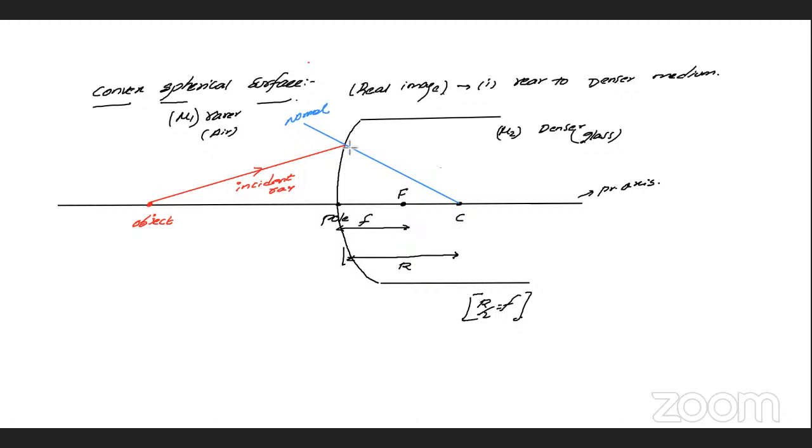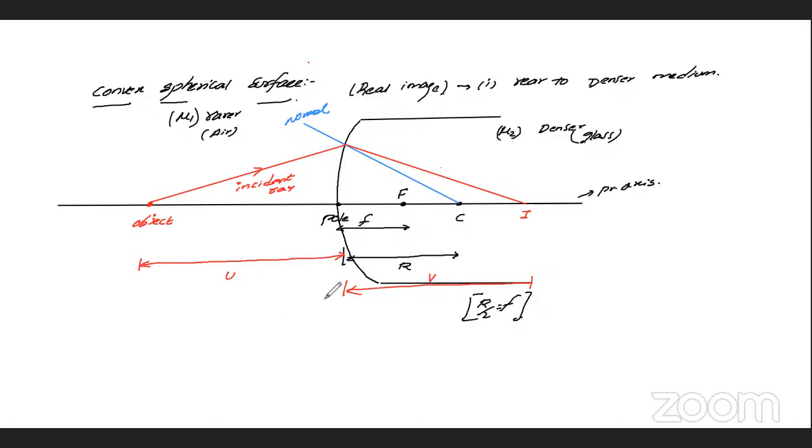When it is passing towards the normal line, the light ray will bend. There is a refraction and the image is forming near your normal line. So this is your image. If you see the distance, the object to the pole distance, I'll take it as u. And the image to the pole distance, I'll take it as v.